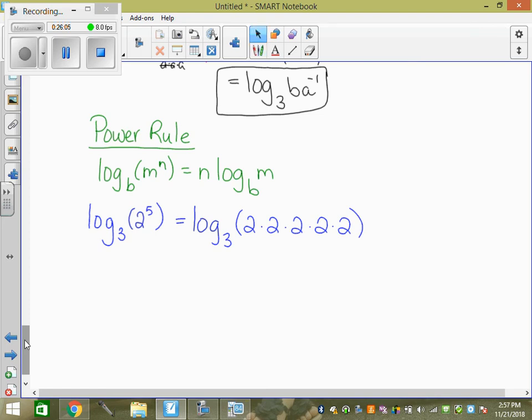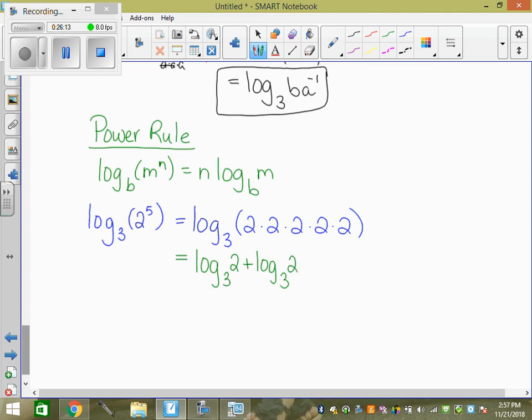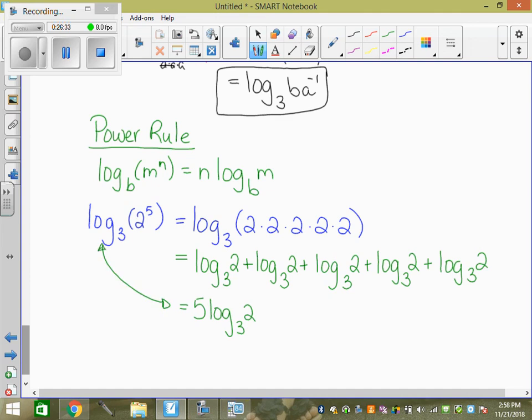So we would get log base 3 of 2 plus log base 3 of 2 plus log base 3 of 2 plus log base 3 of 2 plus log base 3 of 2. How many log base 3 of 2's do I have? 5. So we just proved that this actually is equal to that. That's why we can take the number and the exponent and drop it in front. Or we can take the number in front and bring it up as the exponent.